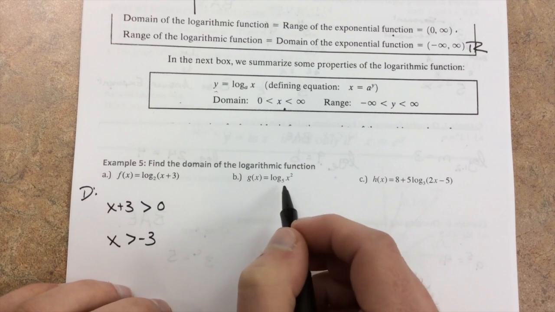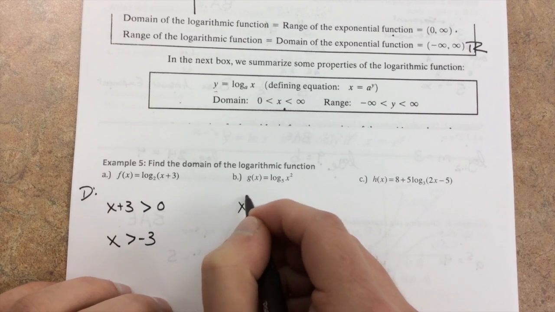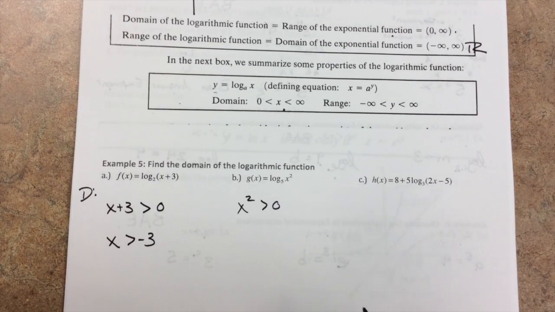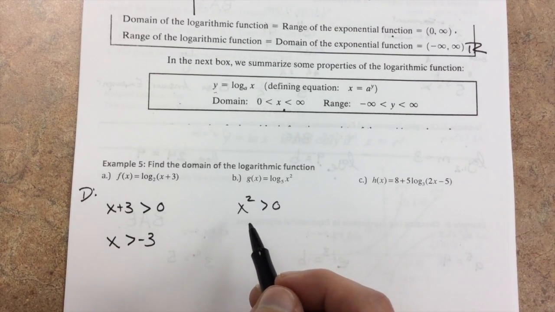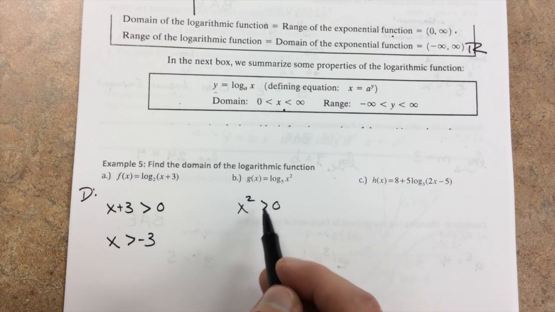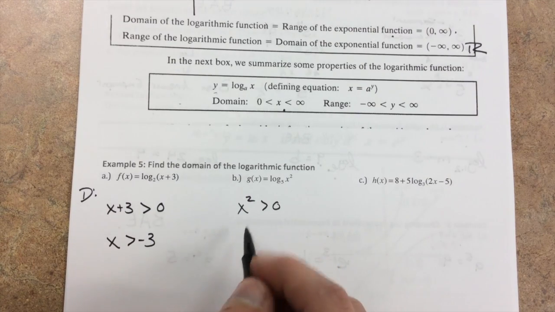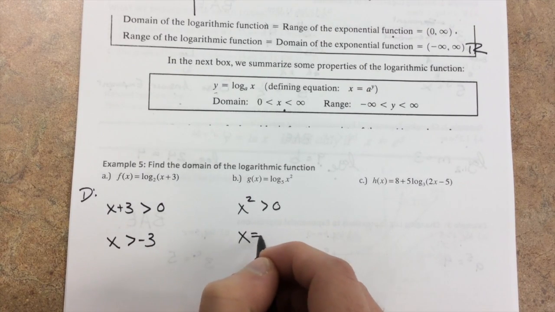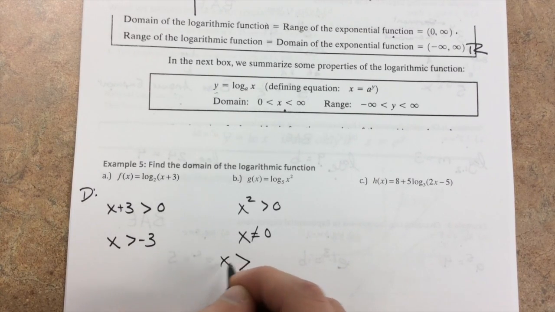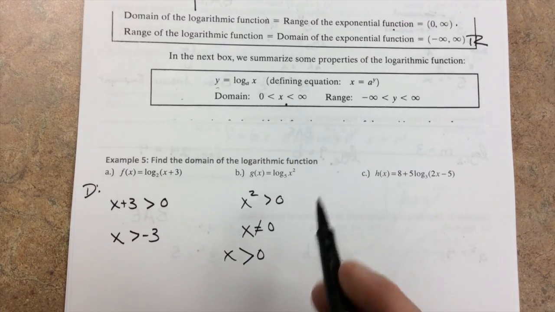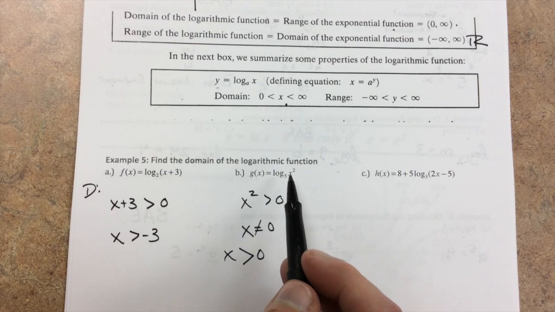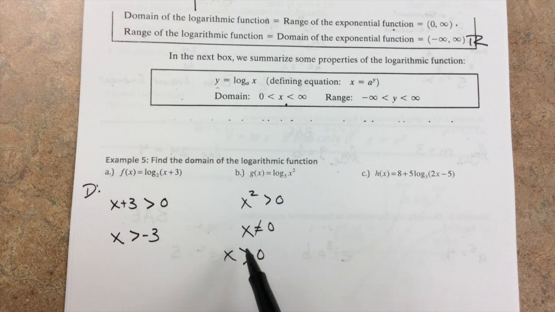Likewise, log base 5 of x squared is saying x squared is greater than 0. Well, if you solve this, there's no number that you can plug in for x that would make this fail, besides 0. So x cannot equal 0. Or we can just write x is greater than 0. Now, why do I say that? Well, there are some other properties that we'll see that we still want this to be positive.